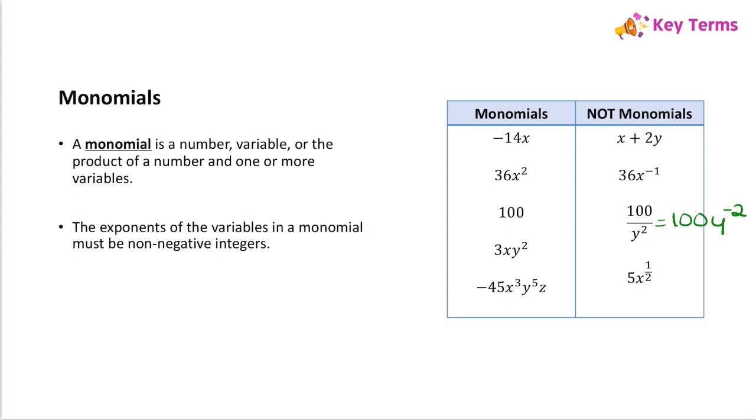Also notice here that we can have more than one variable in our monomial, right? We have negative 45x cubed y to the 5th z, which is a monomial, but 5x to the 1/2 is not a monomial because that 1/2 is a fraction exponent.